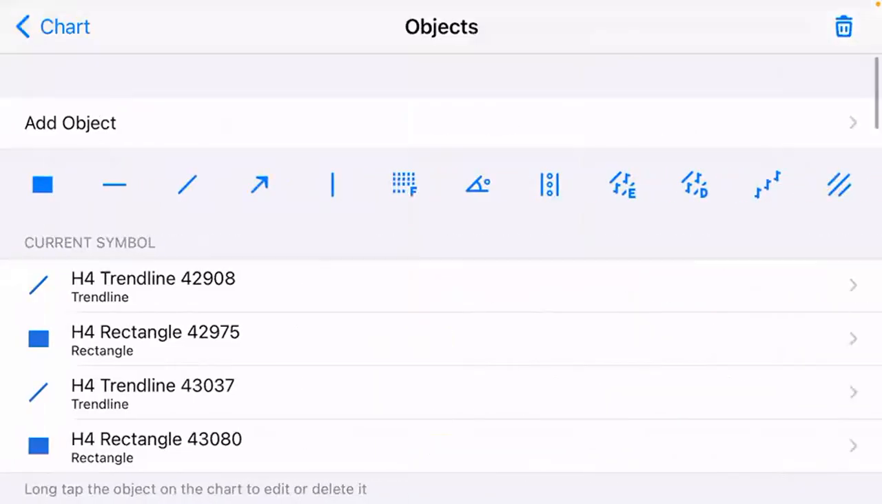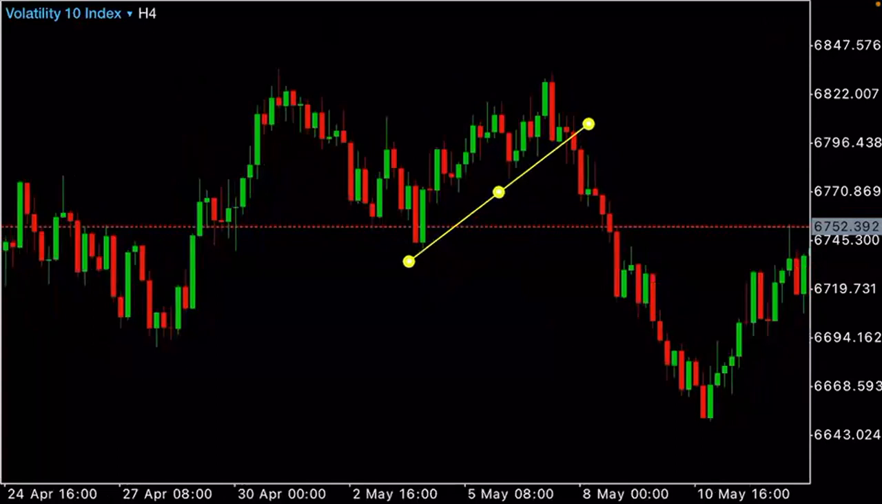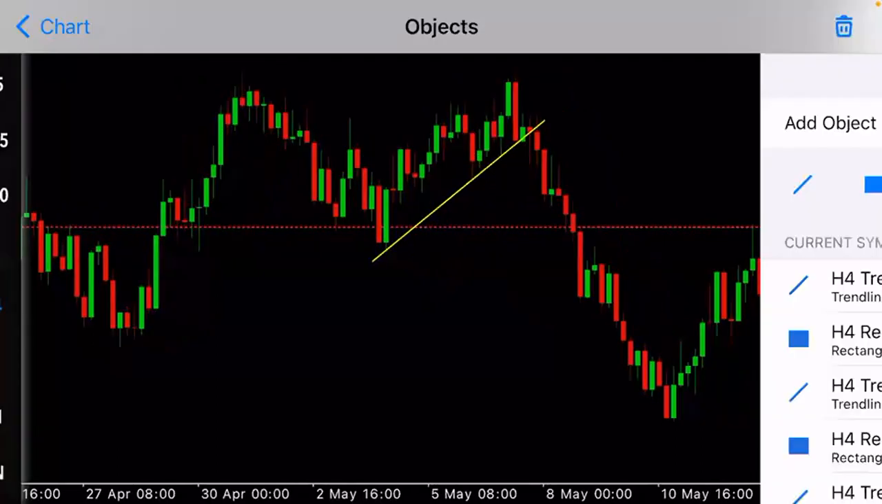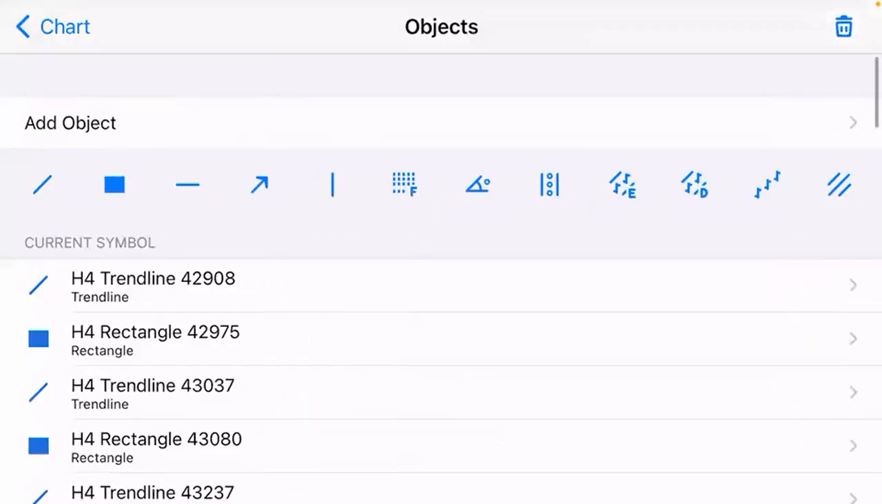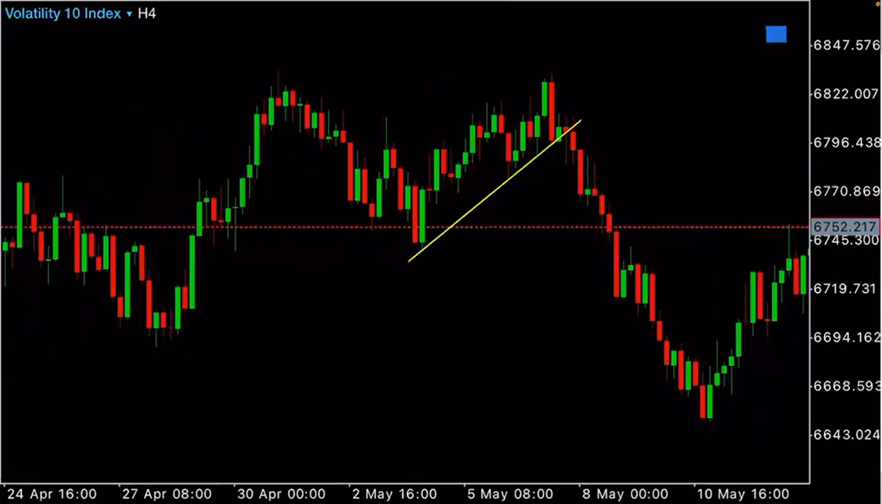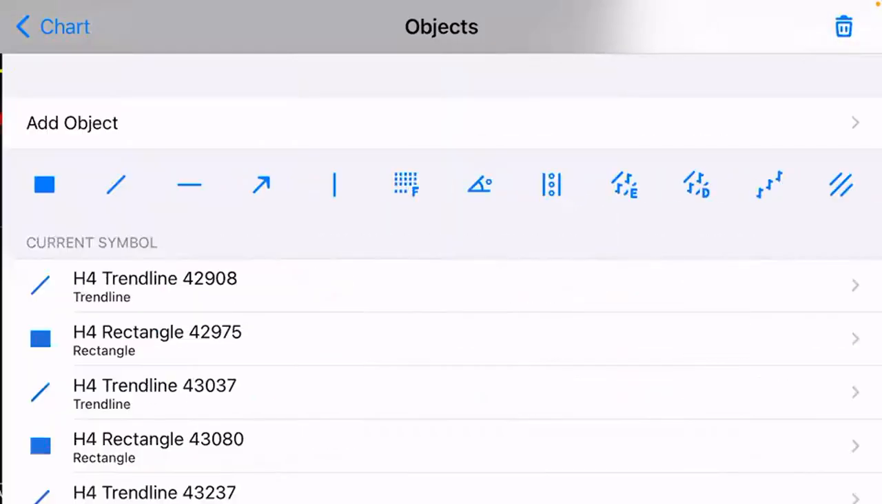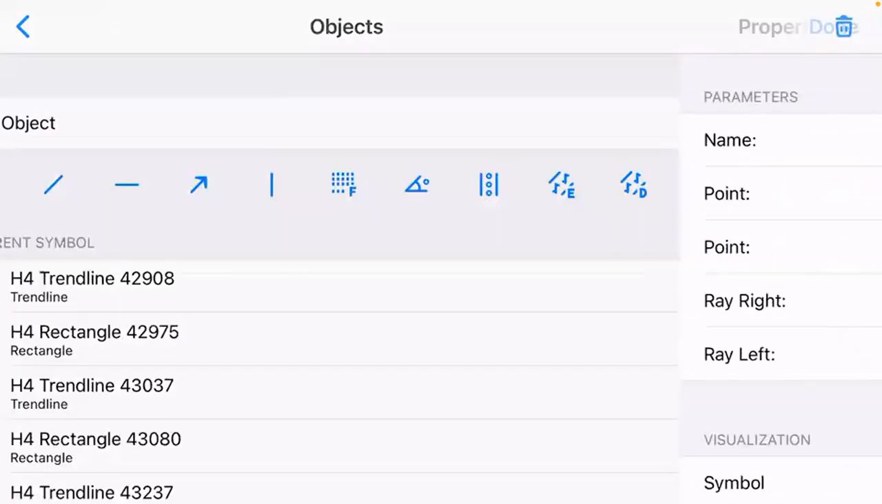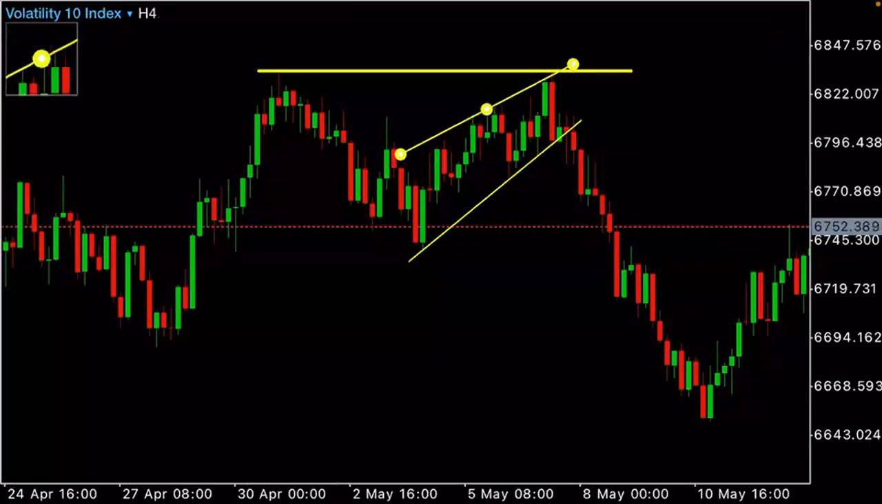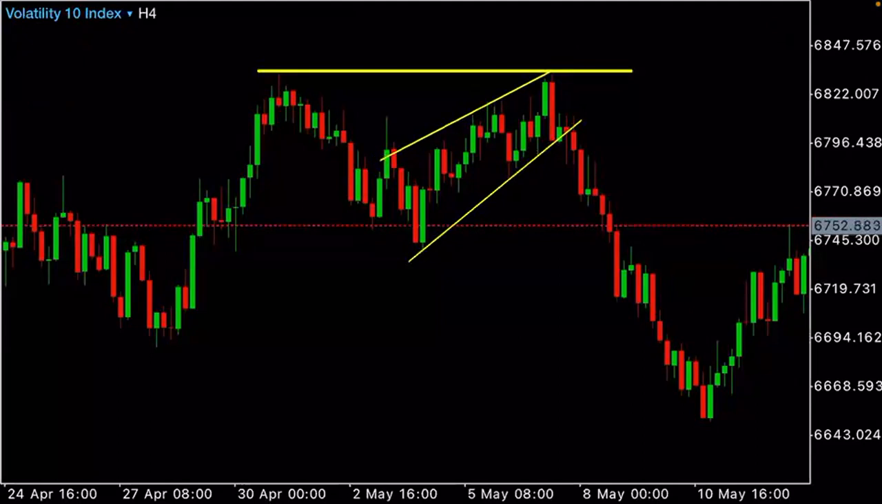Okay, this is the second leg. Let's see how the second leg was formed. So let's mark the top of the double top there. Let's put our upper trend line there. So this is the double top that we have.